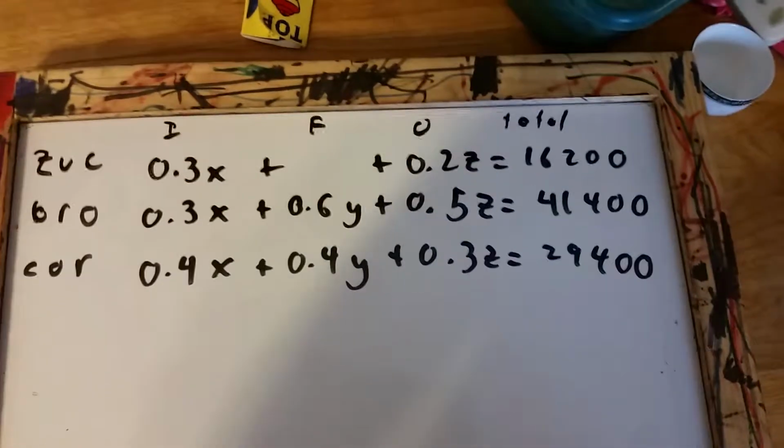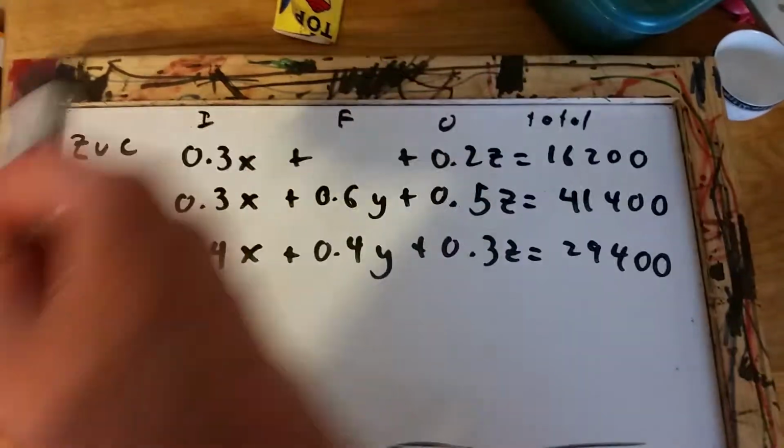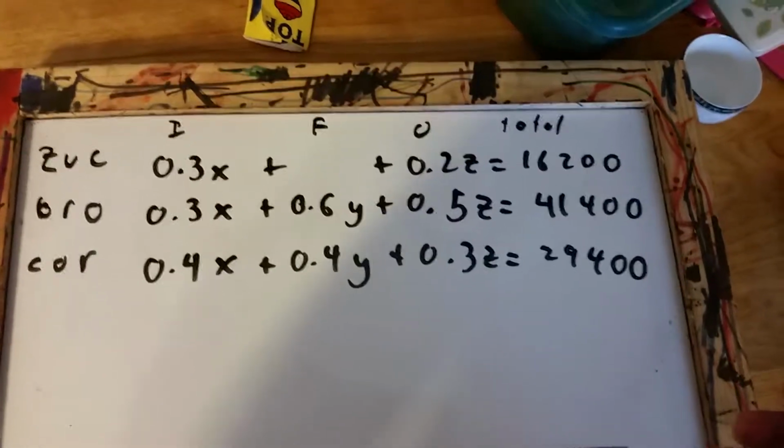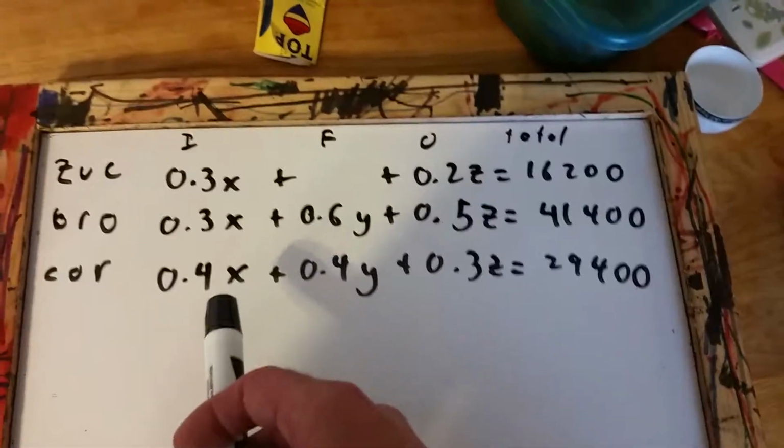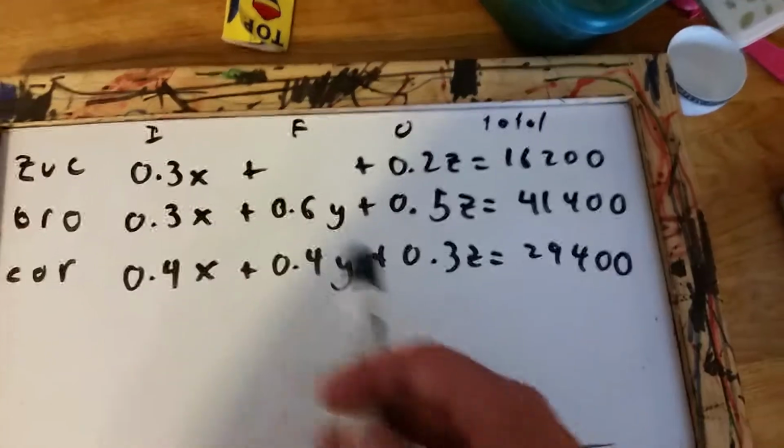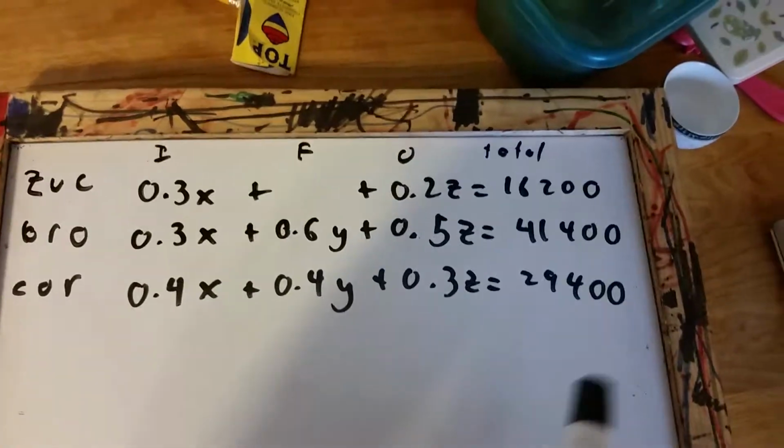Now, the next thing I want to do is take all these things and stick them into a matrix, which is just going to look exactly like this, but just with the numbers, no X, Y, Z's, plus signs or equal signs.